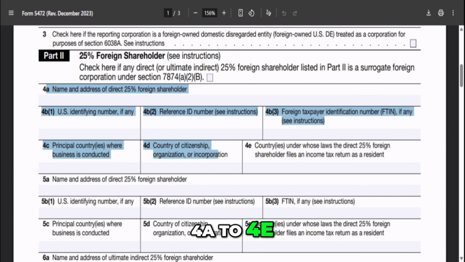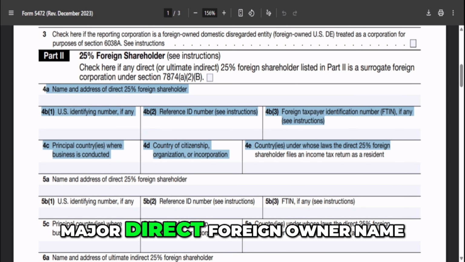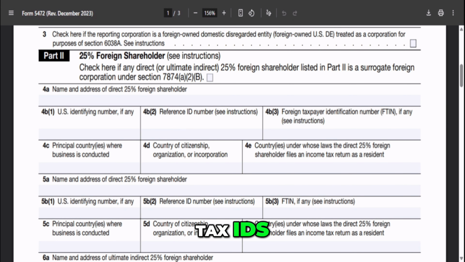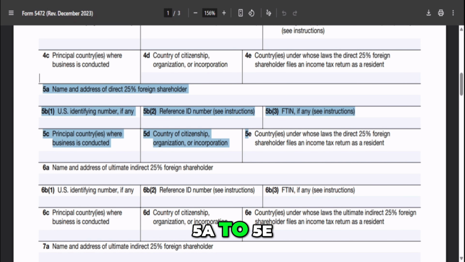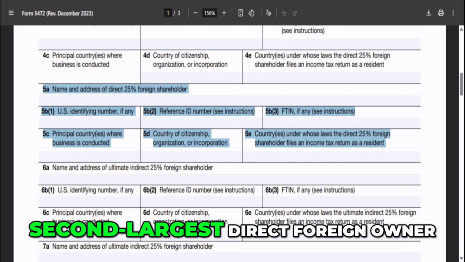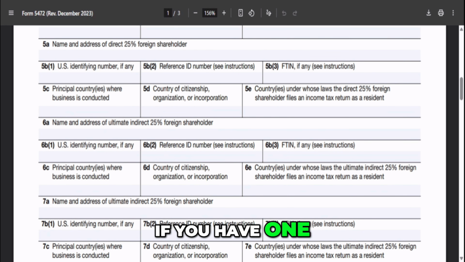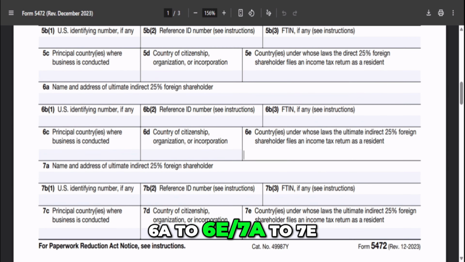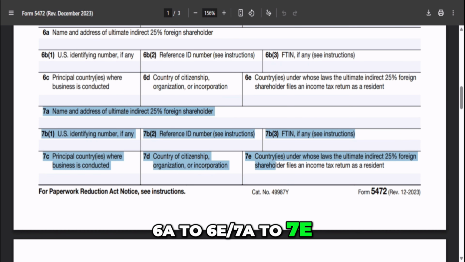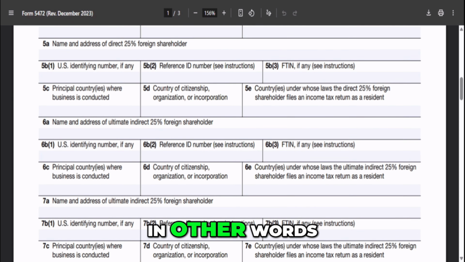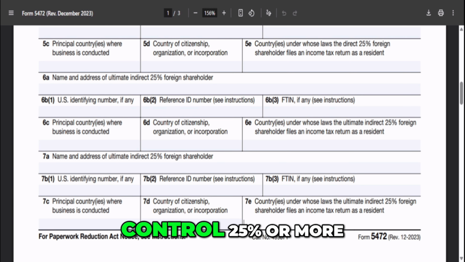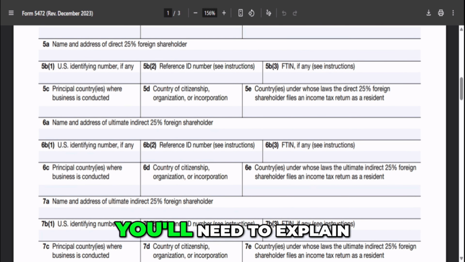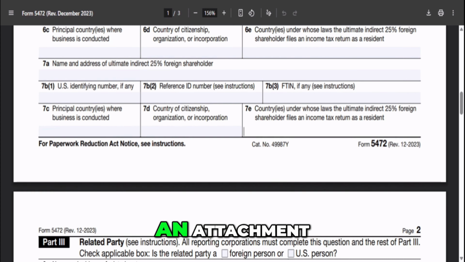4A to 4E, info about your first major direct foreign owner: name, tax ID (U.S. if they have one, foreign TIN if not), country, etc. 5A to 5E, same thing for your second largest direct foreign owner if you have one. 6A to 6E/7A to 7E. Now, the ultimate indirect owners, in other words, the people or companies at the top of the chain who really control 25% or more. You'll need to explain the ownership chain in an attachment.